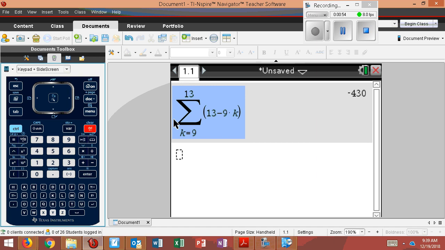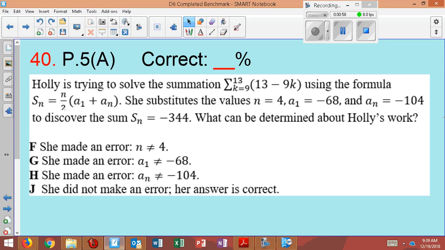So negative 430 is what the sum should be. What we just discovered is the S of n equals negative 430, which means it does not equal negative 344. So here, she did make an error. This option says her answer is correct, which is obviously incorrect because she did make an error. S of n does not equal negative 344. So that's our justification that J is out.